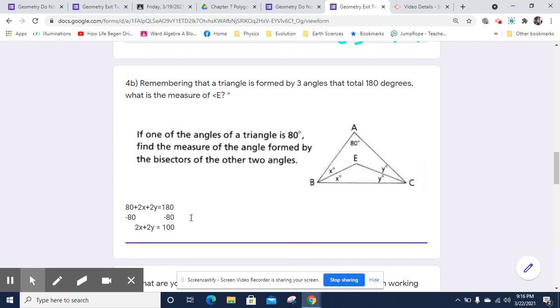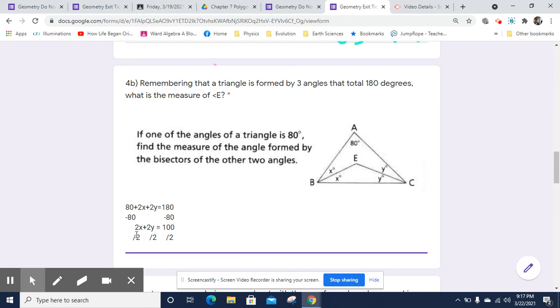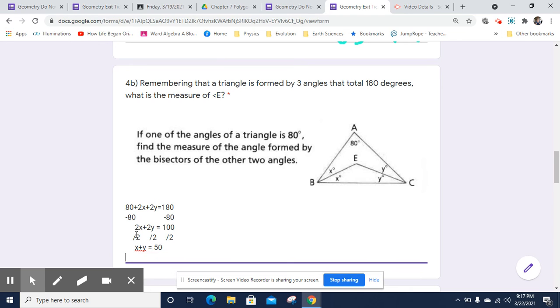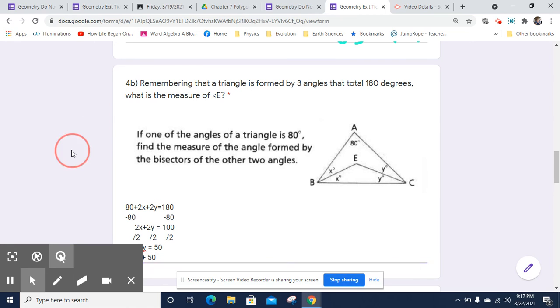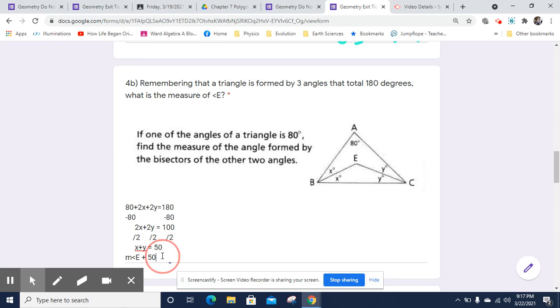Now, let's find out what x plus y is, because if I divide everything by 2, I'll find out. So I'll divide that by 2, divide that by 2, and divide that by 2. And I'll end up with x plus y equals 50 degrees. Okay, so if this plus this equals 50 degrees, then the measure of angle E plus 50 degrees is going to equal 180 degrees. Okay, because it's a triangle.